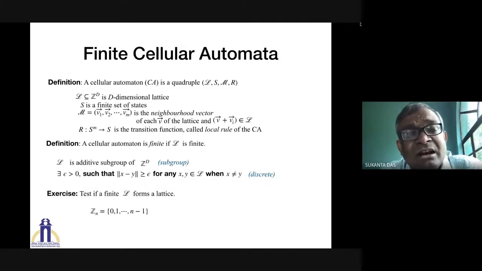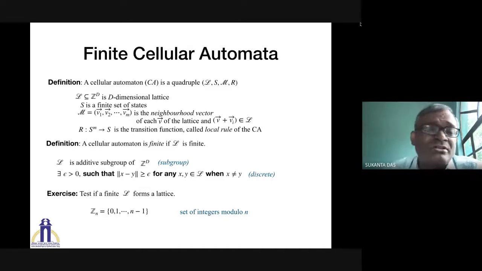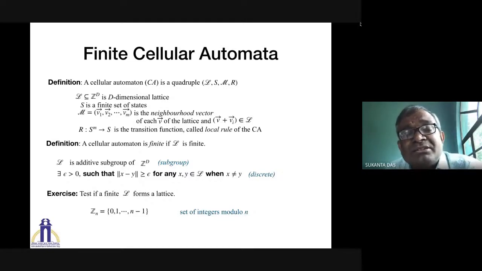Consider a set of integers, say, let us call it Zn. It is actually 0, 1, up to n minus 1. So it's actually a set of n natural numbers, 0, 1, 2, etc. This is sometimes called the set of integers modulo n, and it is a notation. Those who have studied group theory know the meaning of this. So Zn means here a set of integers under the modulo n operation.